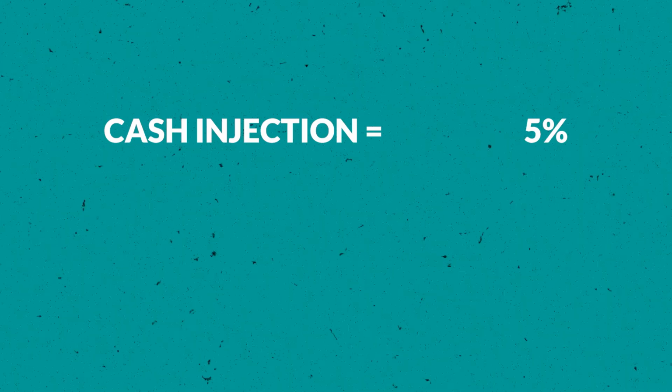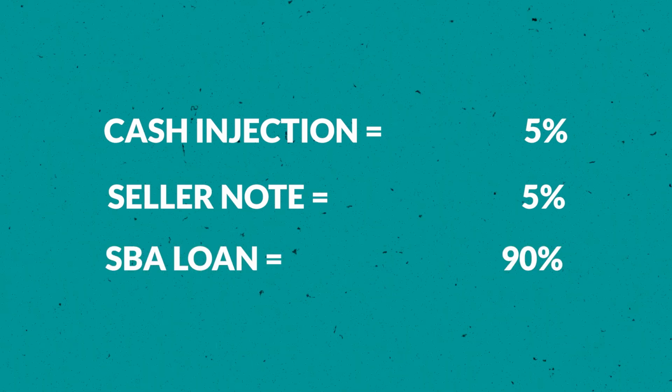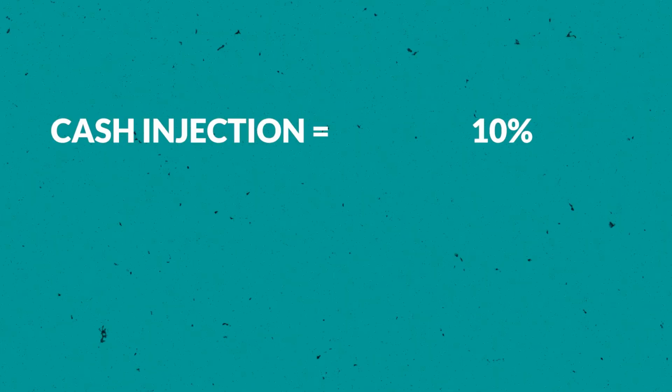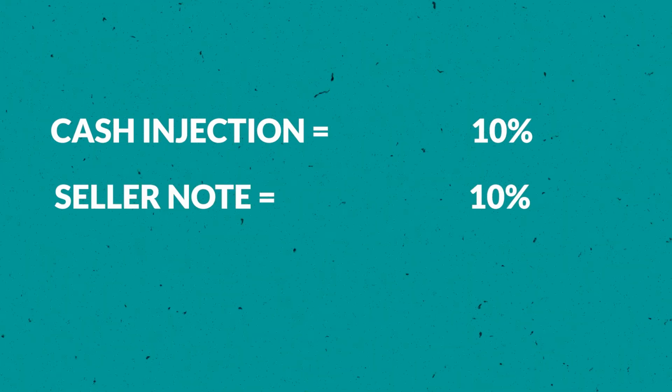What's more common is a 5-5 structure. So you bring 5% to the table, the seller brings a 5% seller note, and then you get a 90% SBA loan. Of course, there are other structures. You might bring a 10% cash injection, and then the seller offers a 10% seller note, and then you get an 80% SBA loan.